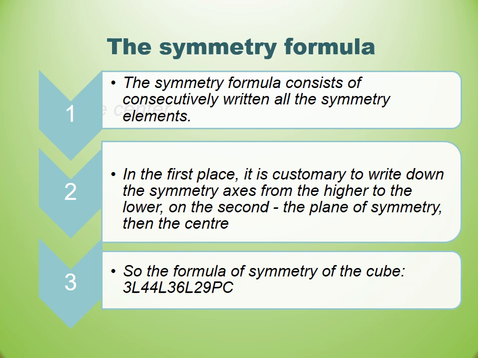But you can see a full set of elements of symmetry if you write correctly the formula of symmetry of this crystal. For example, the formula of symmetry of the cube is 3 axes of 4th order, 4 axes of third order, 6 axes of second order, and 9 planes of symmetry and the center of symmetry.